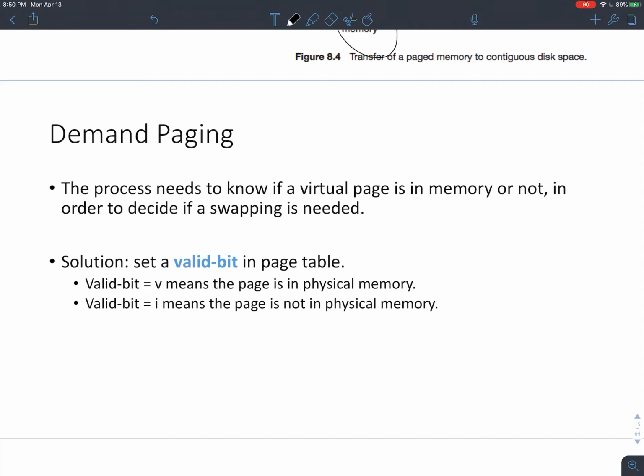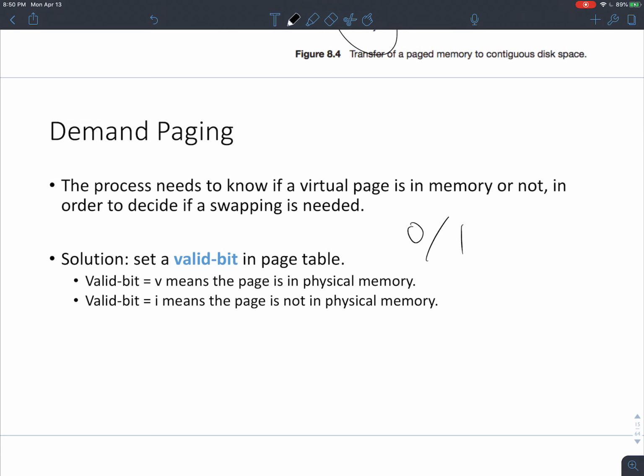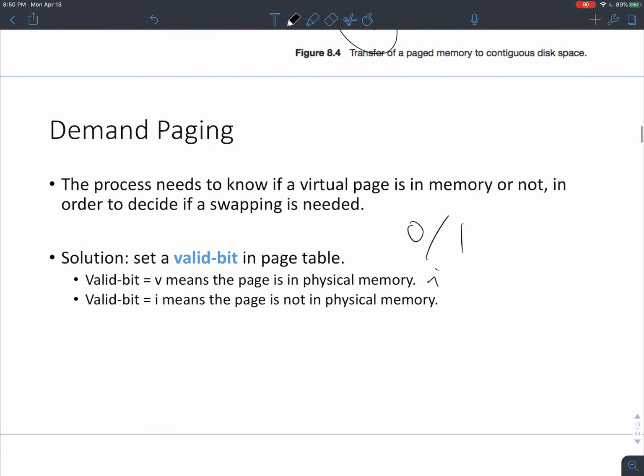The valid bit is basically a bit, so it can only be 0 or 1. Here we just use I and V to stand for 0 and 1. If it equals I, it means it's invalid, meaning that the page is not in the physical memory. If it's V, it means it's already in the memory.